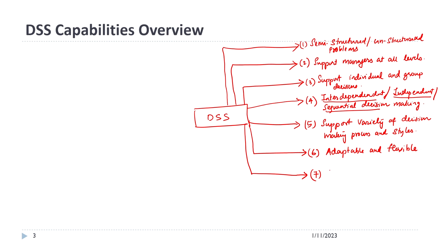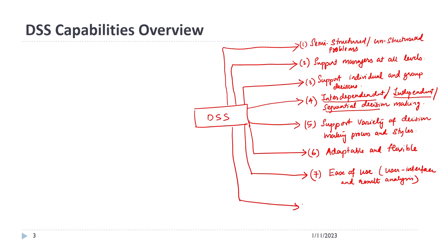Then comes the ease of use, user interface and result analysis. Okay. The system should be very easy to use, and it should have enough capability within itself, so that the individual, the decision maker, should be able to use the user interface to make decisions, and the result should be presented in such a way that the decision maker can look into it and easily do alternative analysis.